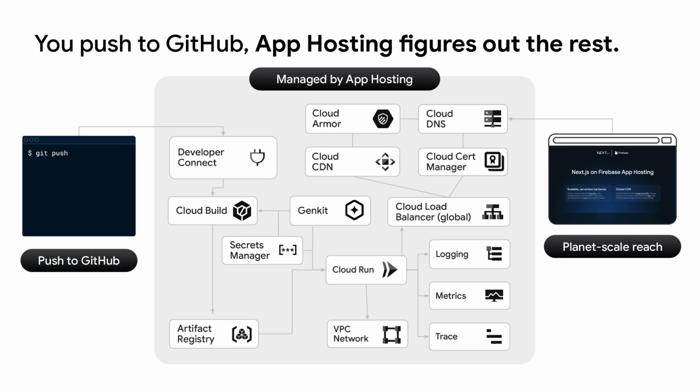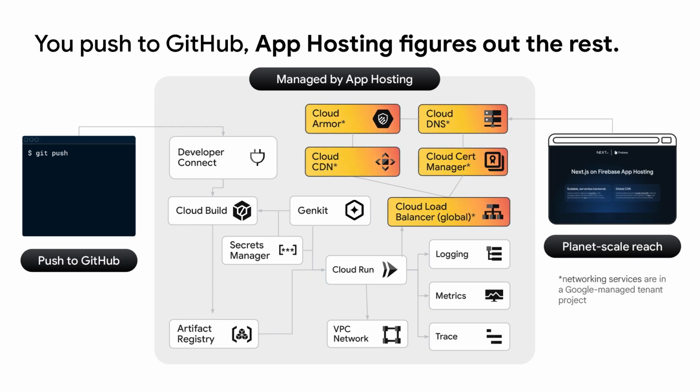Okay, let's recap what you just saw. App Hosting accelerates time to market by managing your entire stack and offering seamless integration with GitHub for automated deployments. You push to GitHub, and App Hosting figures out the rest. Many of the services used for building and deploying the app, such as Cloud Build, Artifact Registry, Cloud Run, and a few more, are installed in your project. But the networking layer is our secret sauce.